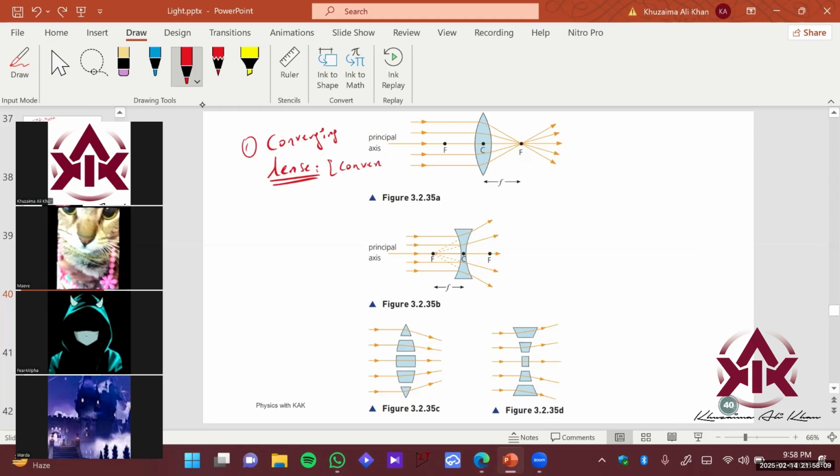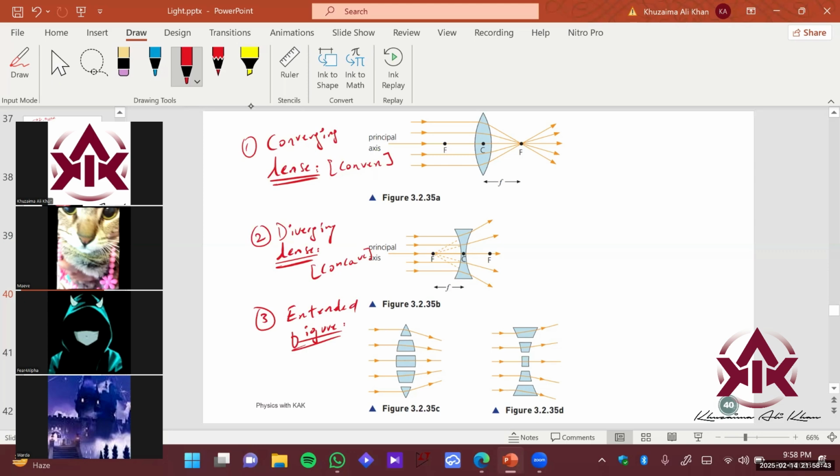And the second one in your figure, that is 3.2.35b, is called the diverging lens, right? Which is also called concave lens. All right. The third one is basically the extended figures, that show how light is traveling through each part. Okay. So what is a converging lens?